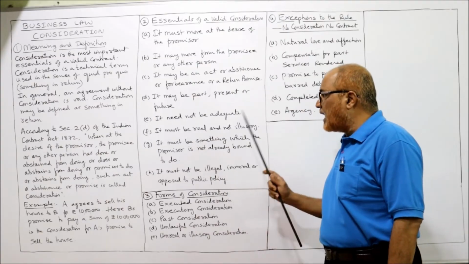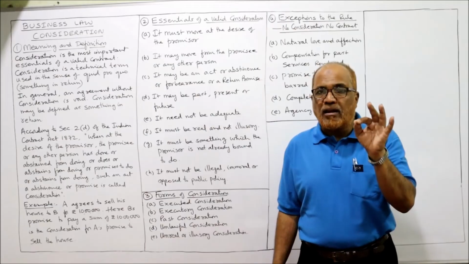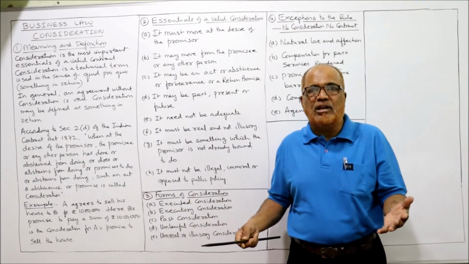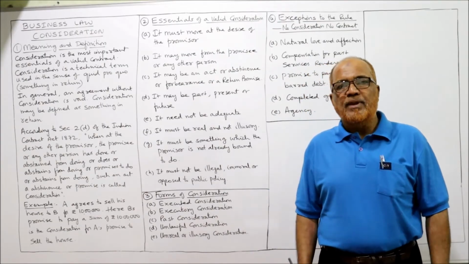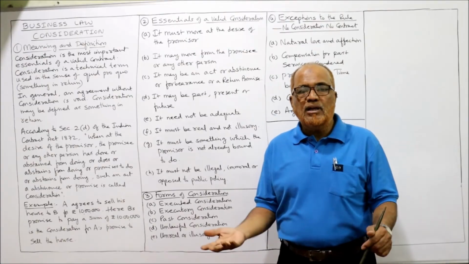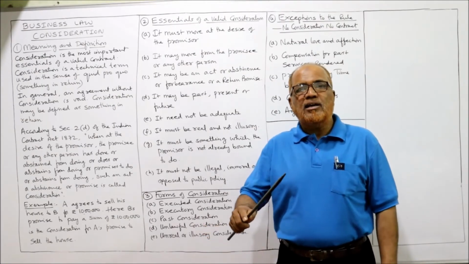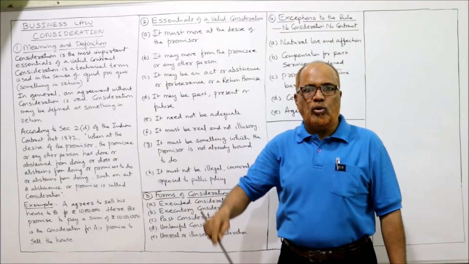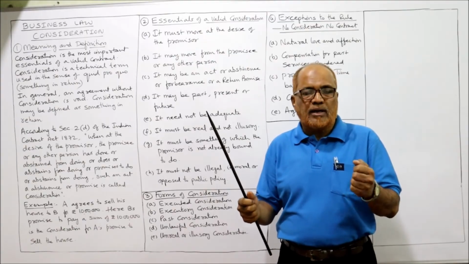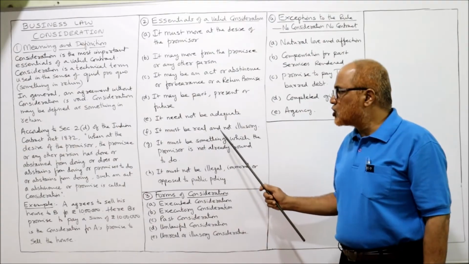Next, it must be real and not illusory. The consideration must be real consideration. It should not be illusory. Illusory means imaginary. Example, A says to B, I will bring life to your wife's dead body. It is illusory. It is an illusion. Nobody can. Similarly, A says, I will take you on a round trip in a car to the moon. It is illusory. Nobody can go to the moon in a car. So it should be real. It should not be illusory.